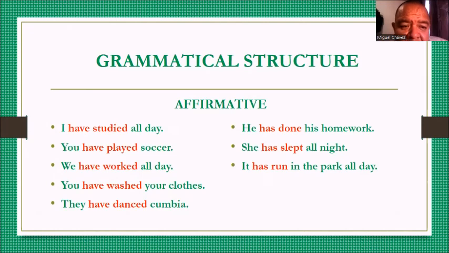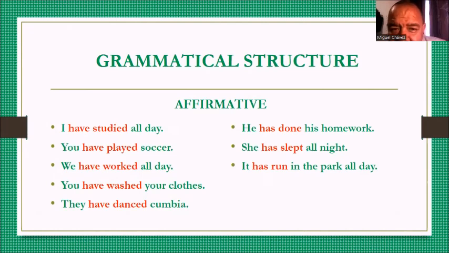See that we use the verb have as an auxiliary because after it, we have the main verb with ed. This means that it is in past participle. Let's see the other examples. He has done his homework. He has slept all night. He has run in the park all day. For he, she, it, remember that we use has as an auxiliary verb, and then we have done, slept, run as main verb.